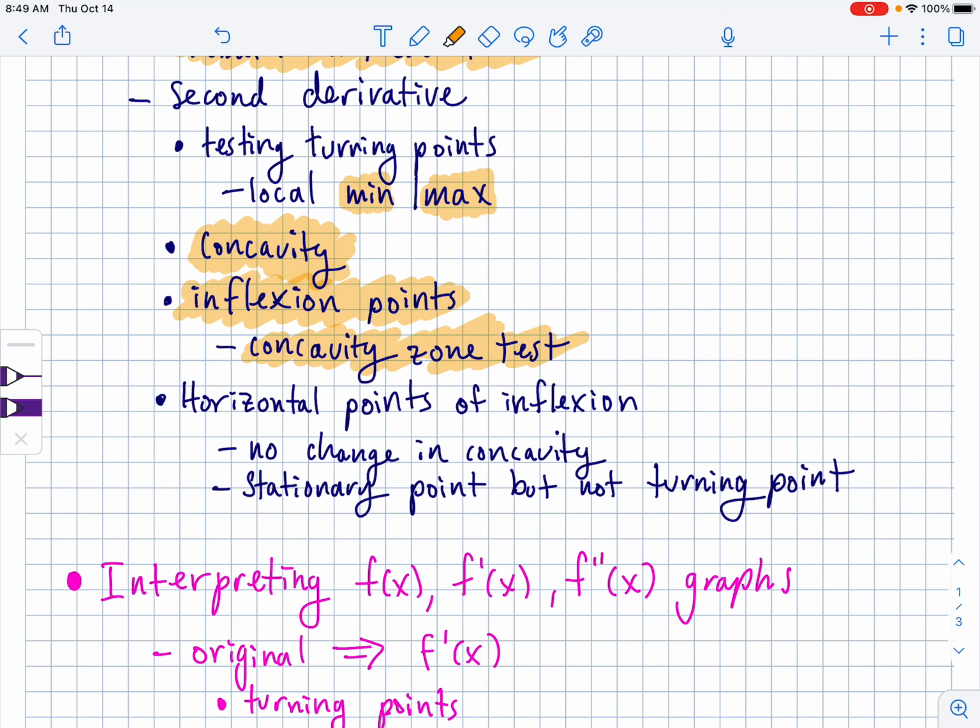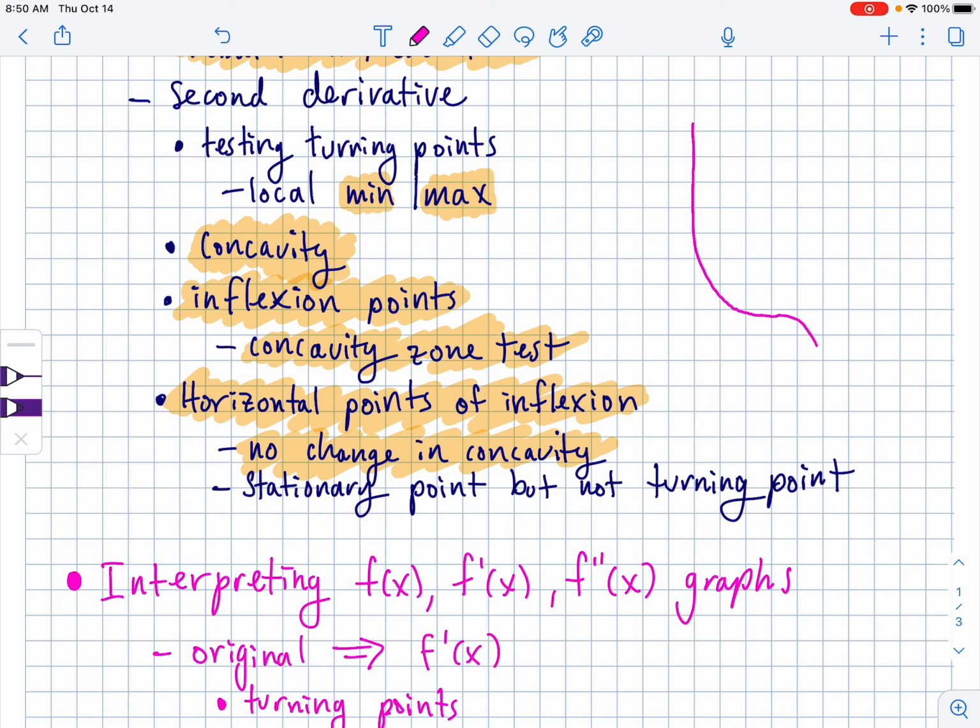The way you tell if they're inflection points or not is you do a concavity zone test. So you put your inflection points on a number line, then you pick numbers from the different zones. You test them in the second derivative, and if it switches from positive to negative, or up to down, or down to up, those are true inflection points. If they don't switch, if they go from up to up or down to down, this is what the book is calling horizontal points of inflection. This means that there's no change in concavity, and it's a stationary point but not a turning point.